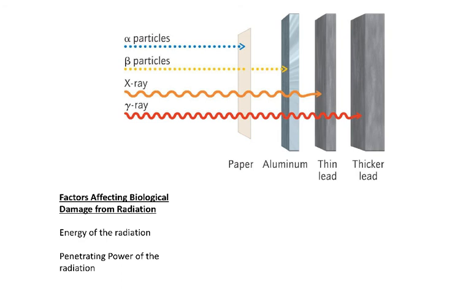And also think about the factors that affect biological damage. And that would include the energy of the radiation and also the penetrating power. So the penetrating power is what we're showing here. This is penetrating power. So higher energy and more penetrating power are factors that can affect biological damage from radiation.